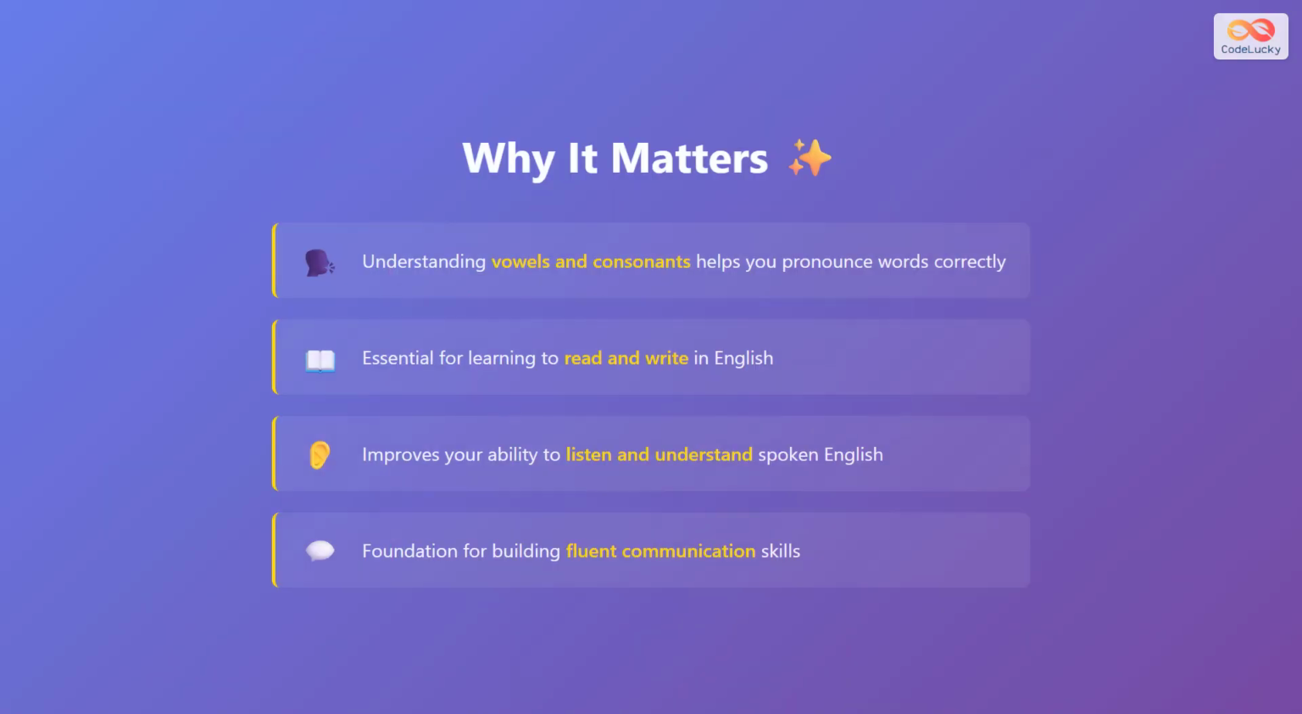Understanding vowels and consonants is essential for learning English effectively. First, it helps you pronounce words correctly. Second, it is fundamental for learning to read and write in English. Third, it improves your ability to listen and understand spoken English. Finally, it provides the foundation for building fluent communication skills. Mastering these basics will significantly improve your overall English proficiency.